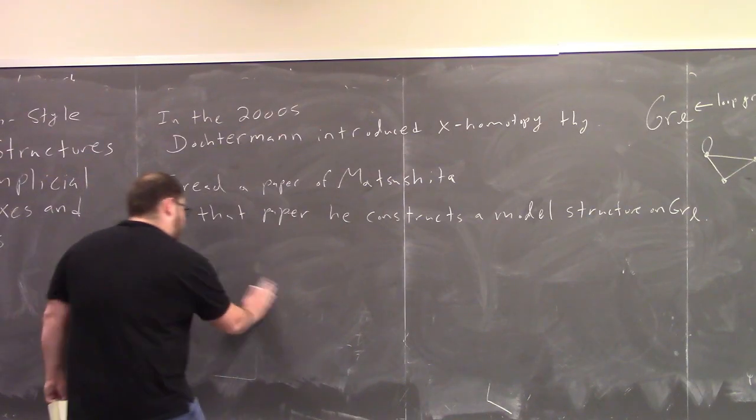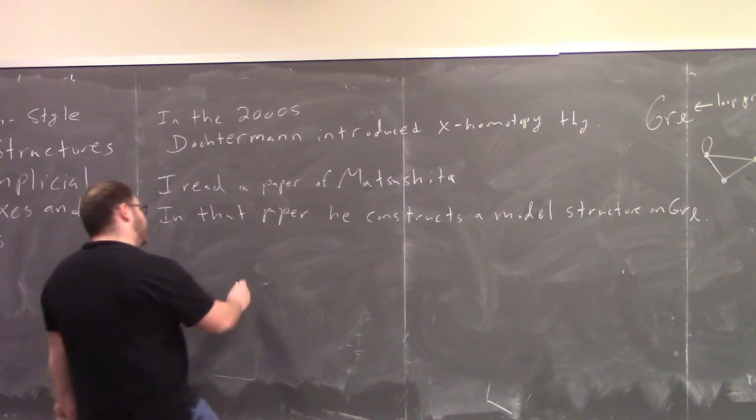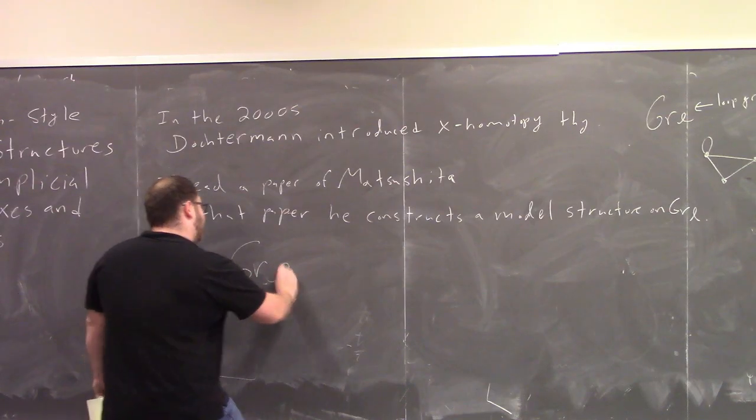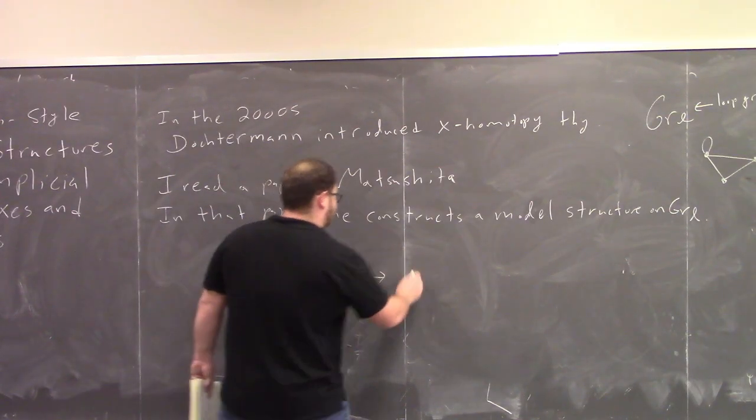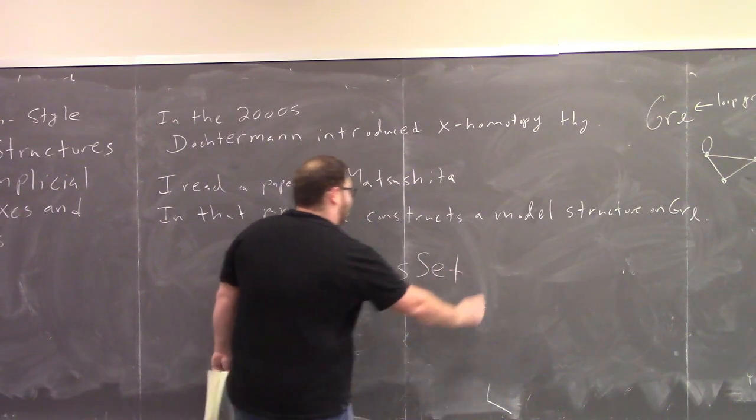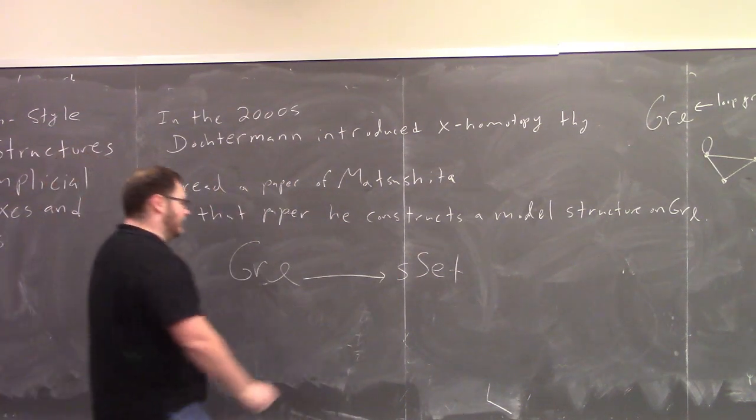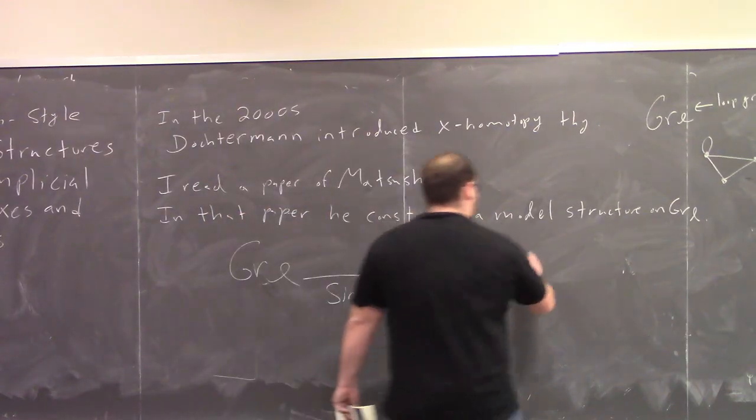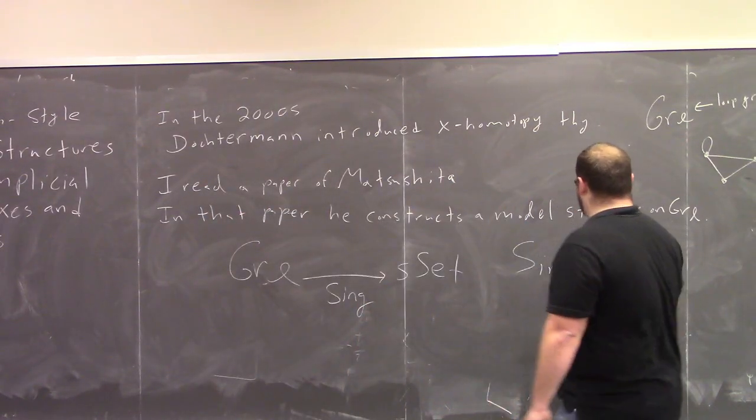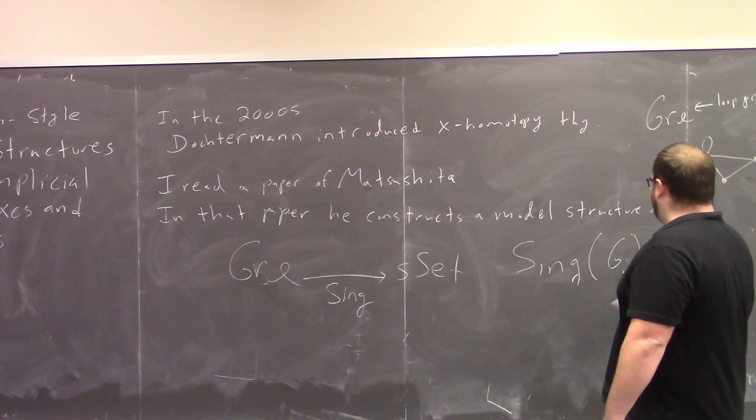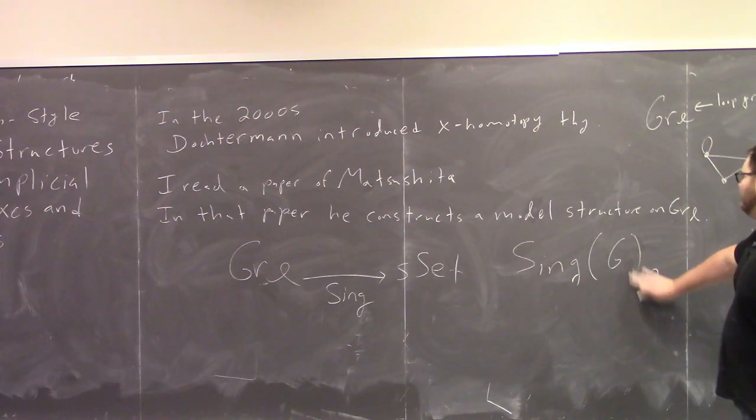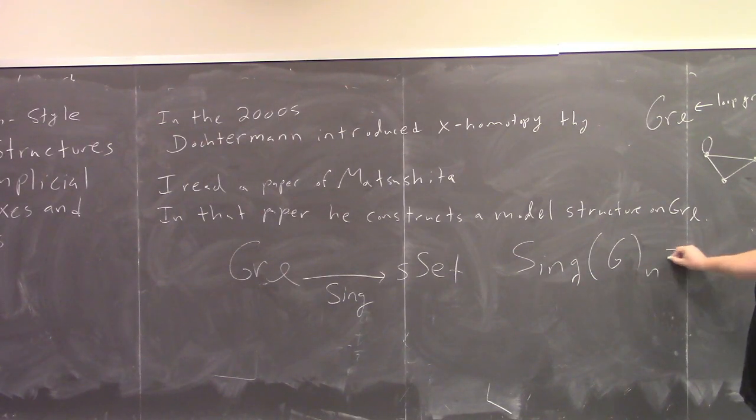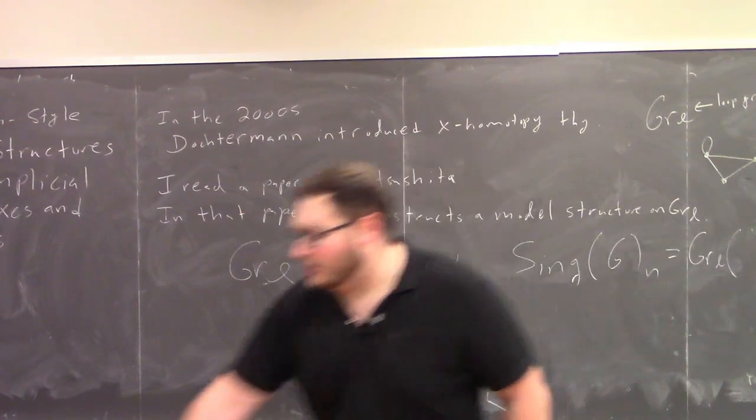So the first thing he considers is a functor to simplicial sets. Call that Sing. What does Sing do? Sing takes a graph and gives a simplicial set which in dimension n maps in complete graphs.